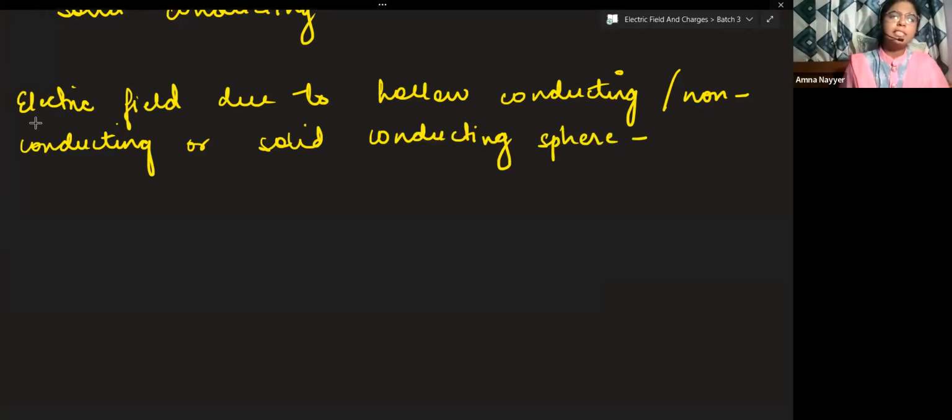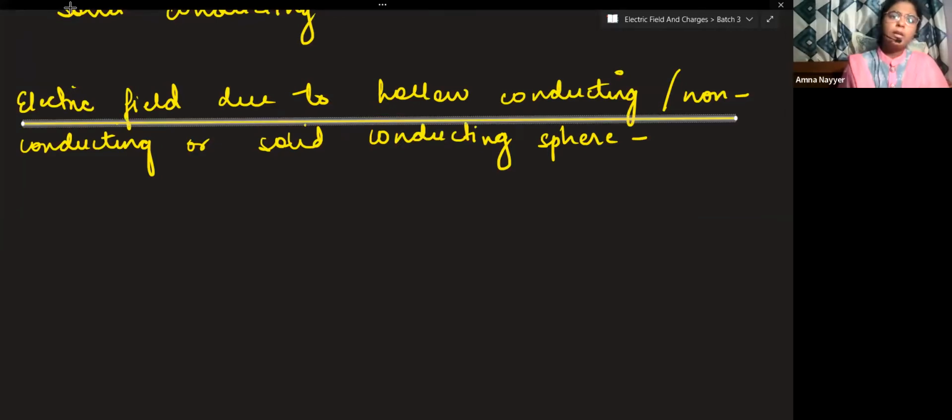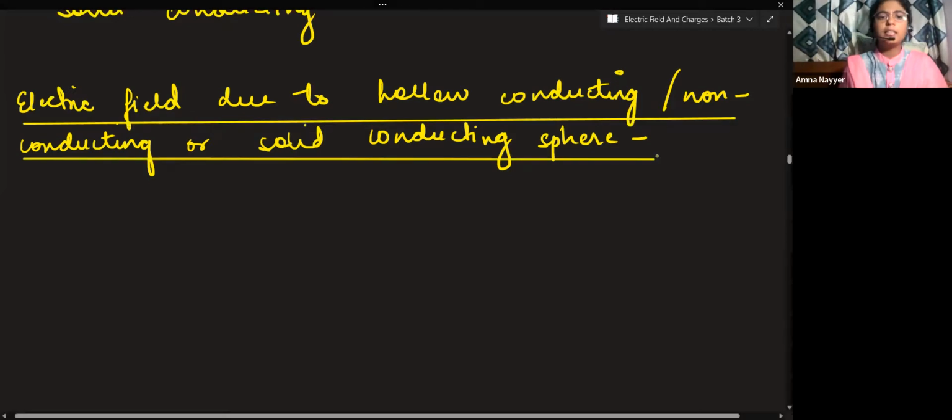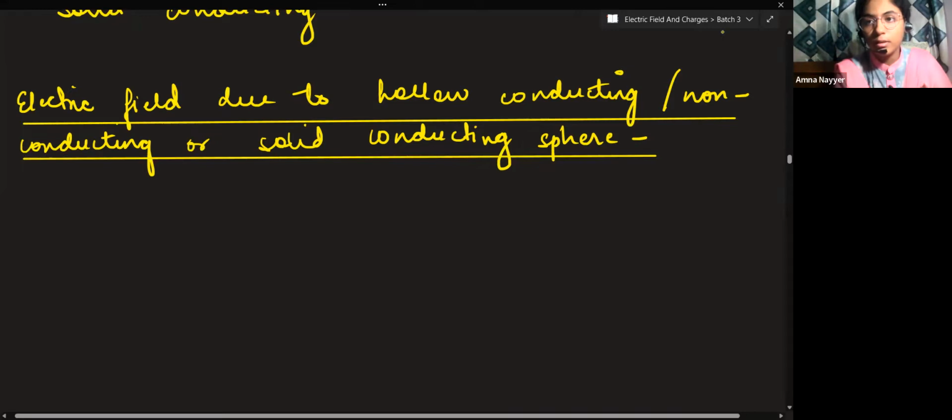So all these have the same answer. That's why I'm writing the heading together. No need to do it separately. You also remember the same answer. Any of these cases come, you can write the derivation. But see, there are three cases also in this.